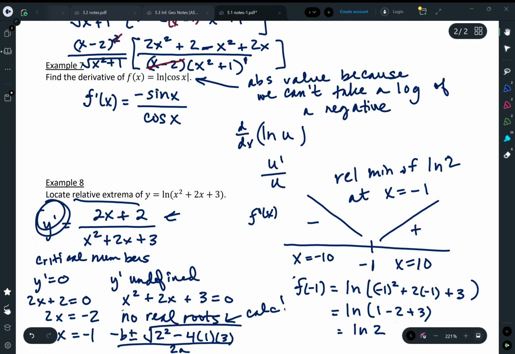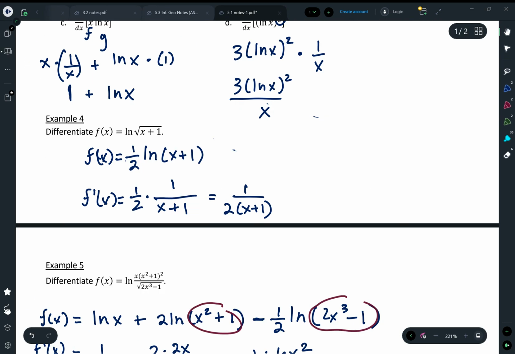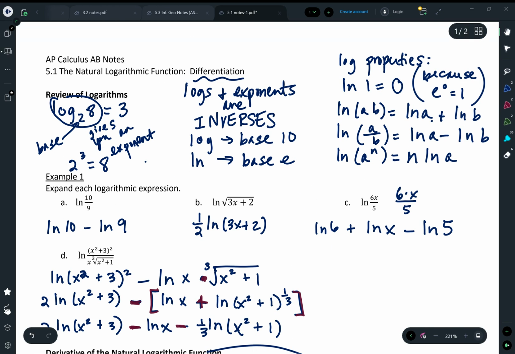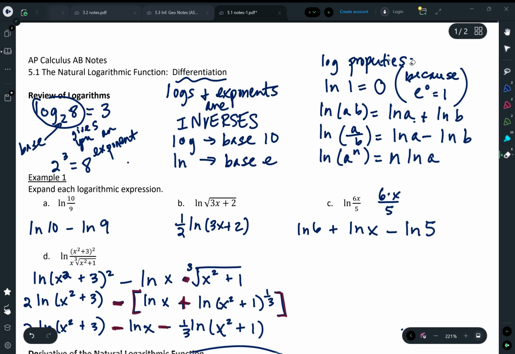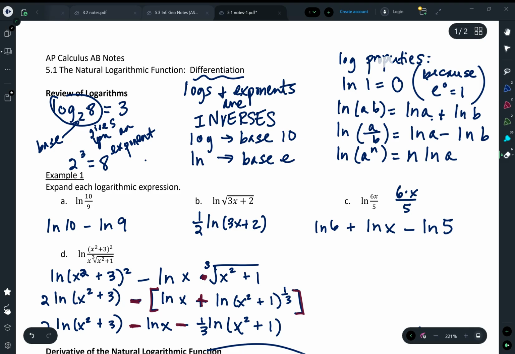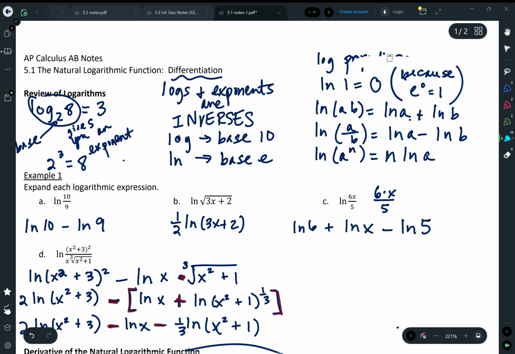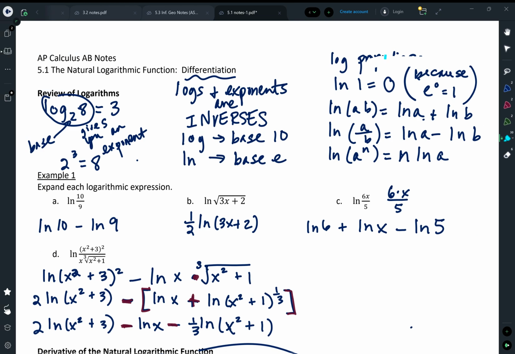So main ideas for today. If I go back to the top here, my main ideas for today are, first of all, just remembering our log properties, right? So that's one thing. Remember our log properties. And my pen is all of a sudden not working. I guess it's working. So log properties.